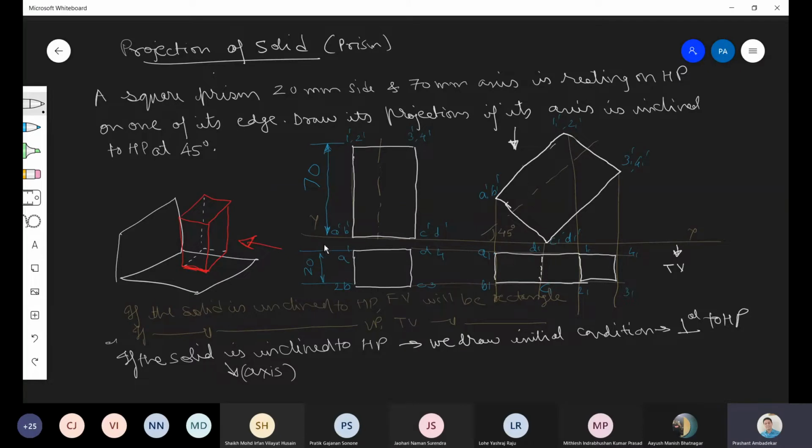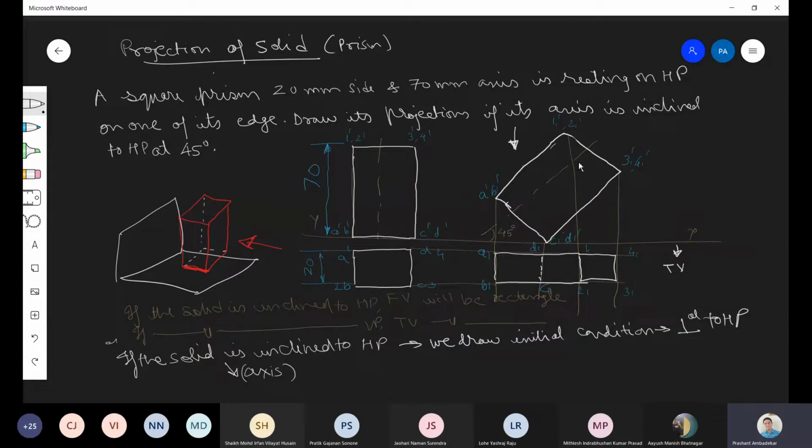Okay. Also remember that the top view, how far should this top view be from the xy line? Is it given in the question that the top view should be at this much distance? Not at all mentioned. So you can draw it at any distance, and conveniently we take it at 20 mm. ठीक है, ये पहला स्टेज हो गया.